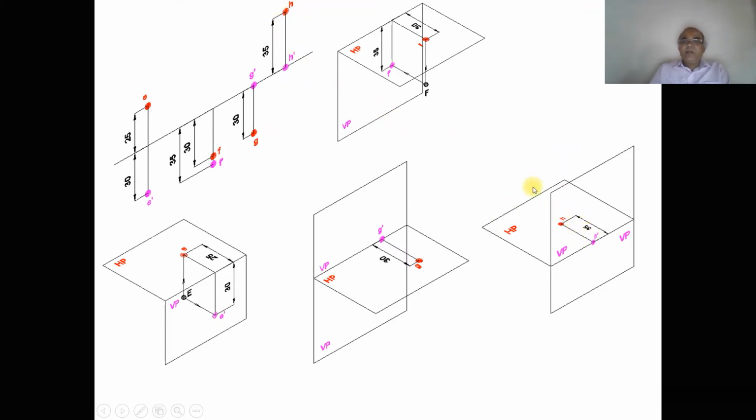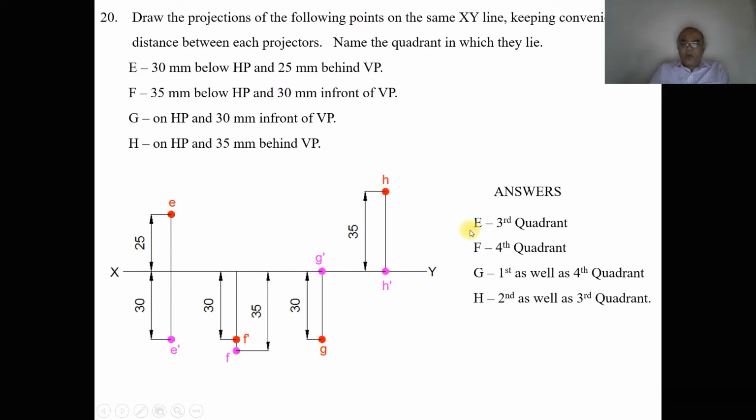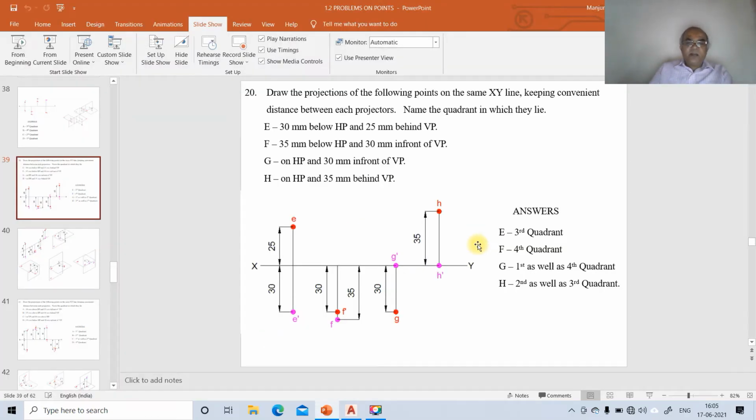So H will be above XY line. H dash will be on XY line. Since the image is on both the second as well as the third quadrant, therefore capital H will be in the second as well as third quadrant. So this is how we can analyze these problems, the combination of quadrants. Now we are going to try to solve the problem by using AutoCAD software.